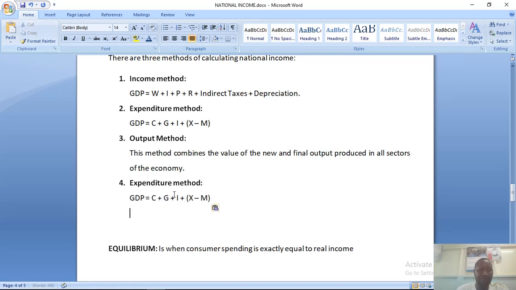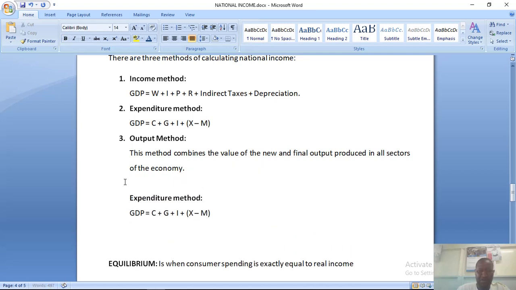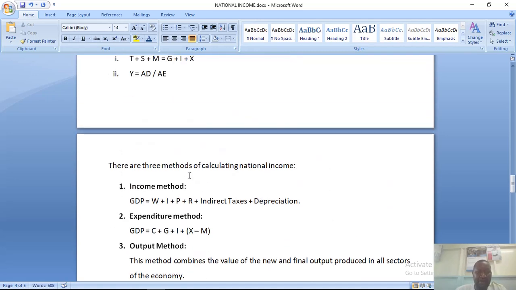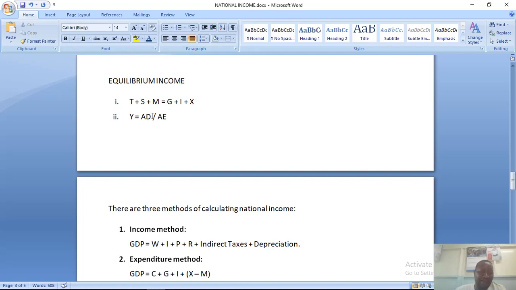So if we want the value for aggregate expenditure, aggregate expenditure E equals aggregate demand, and this also equals C plus investment expenditure I plus, of course, government expenditure G, which can come at any position, plus net exports, which is exports minus imports. That's the net exports. So at equilibrium, income must be equal to aggregate demand or aggregate expenditure.